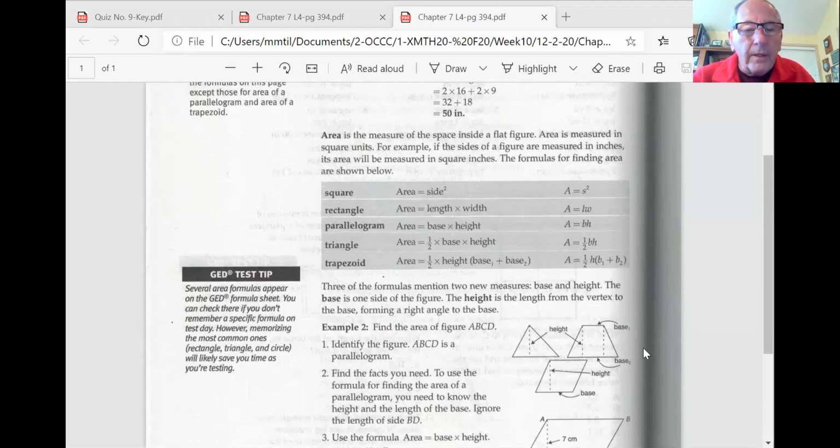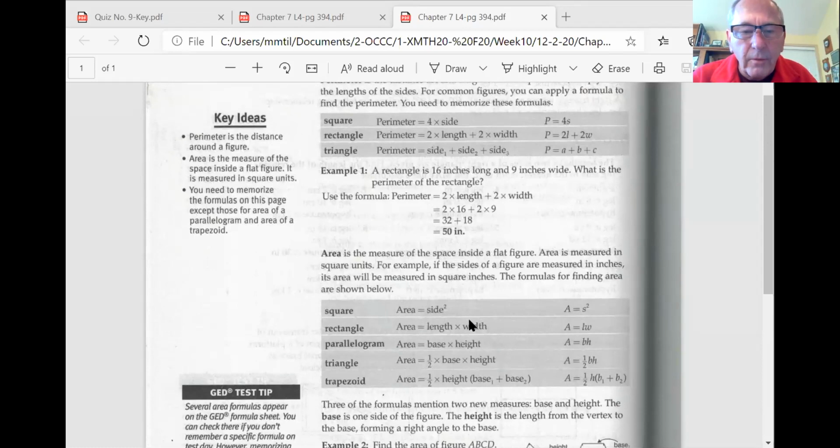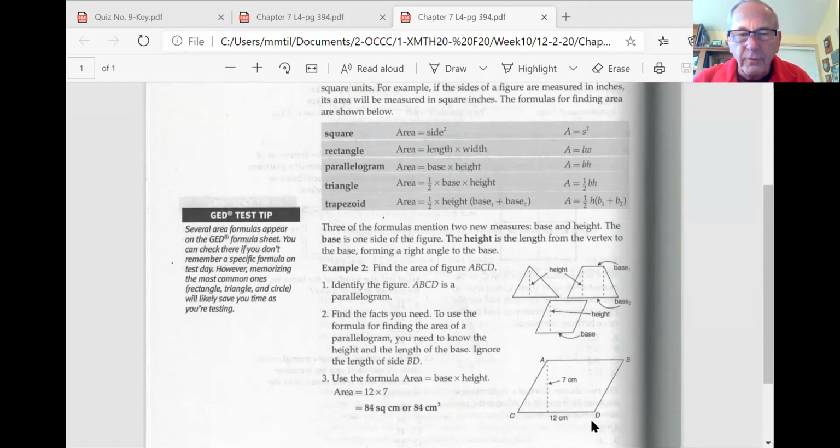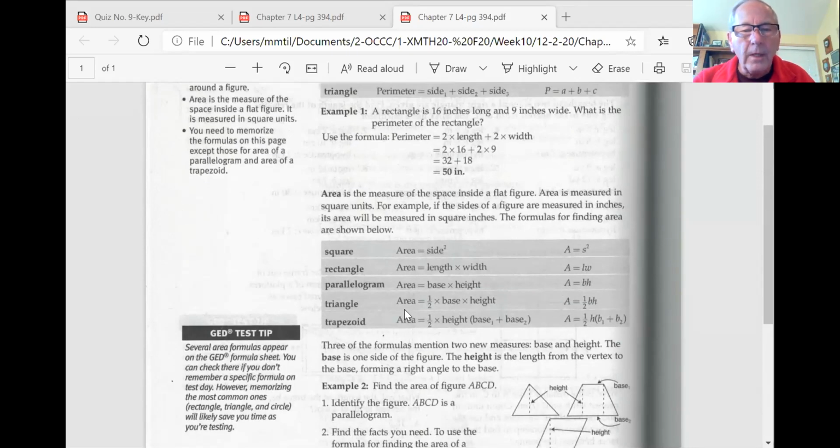Okay, same thing with area. Area of a square would just be one side squared, right? Because all sides are equal, so it'd be one side by the other side. The rectangle would be the length times the width. Parallelogram would be a base times the height. This is a parallelogram down here, a base 12 and a height of 7. That would be the area of this. A triangle is 1/2 base times height.